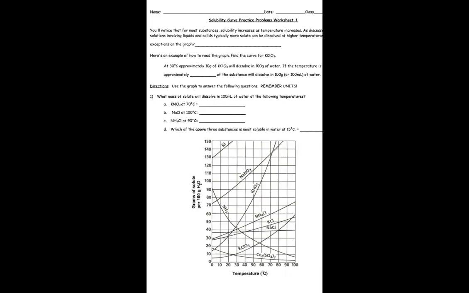Then C part, ammonium chloride at 90 degrees Celsius. What's going to be the answer to that? 70 grams. 70, very correct. So which of the above three substances is the most soluble in water at 15 degrees Celsius? Most soluble at 15.